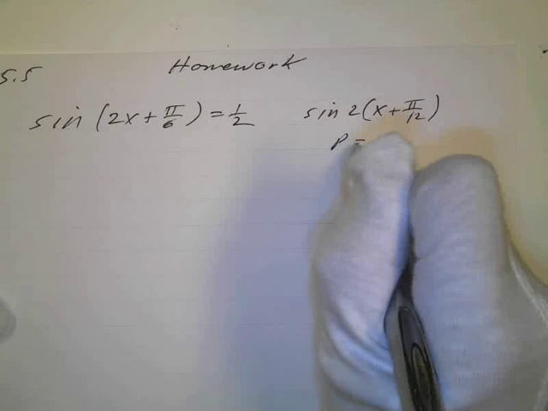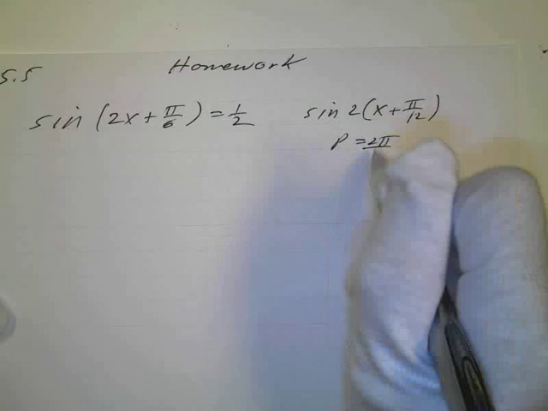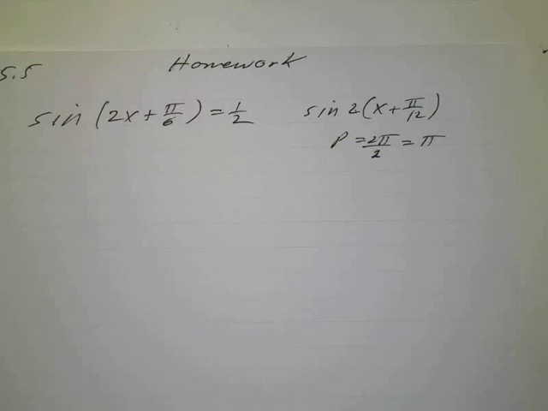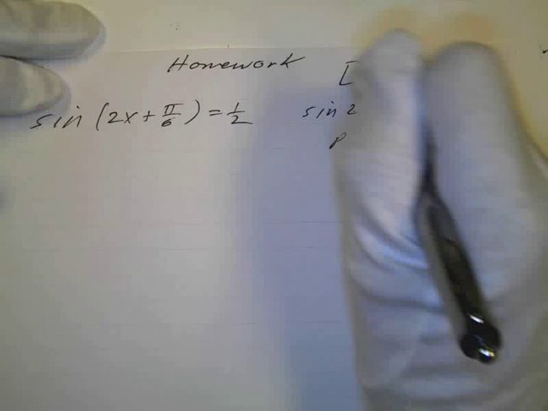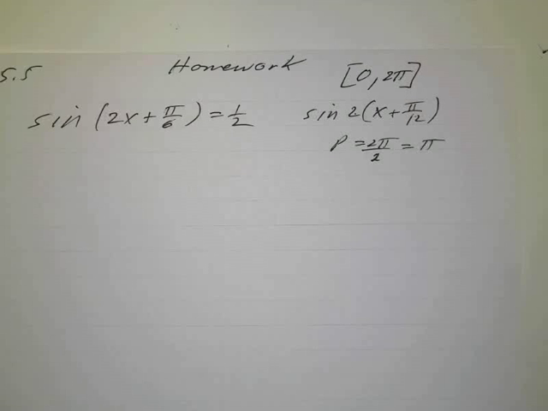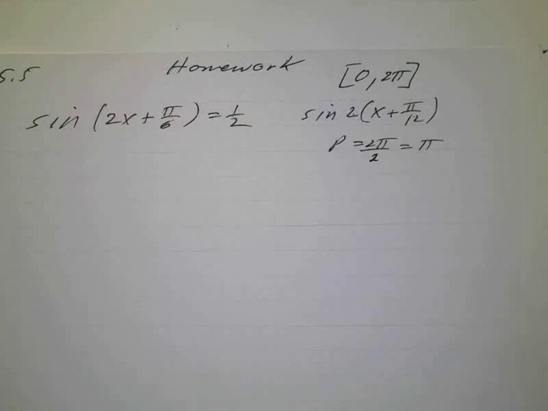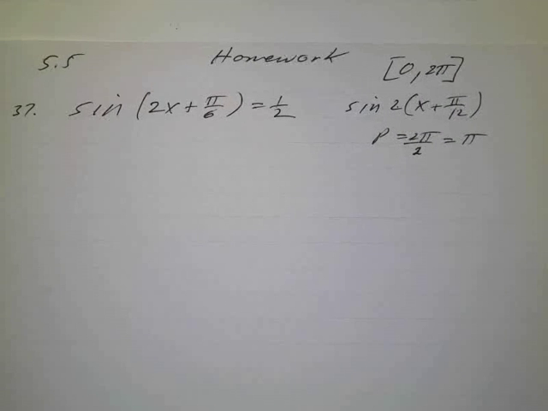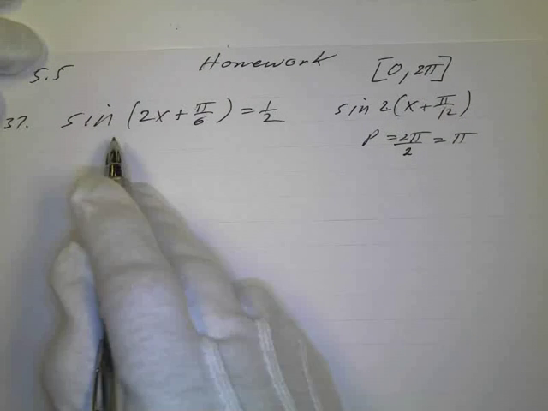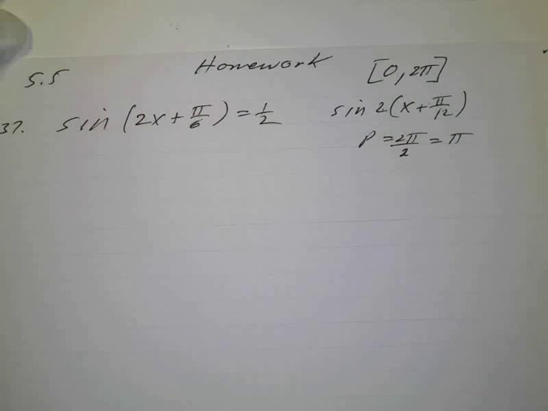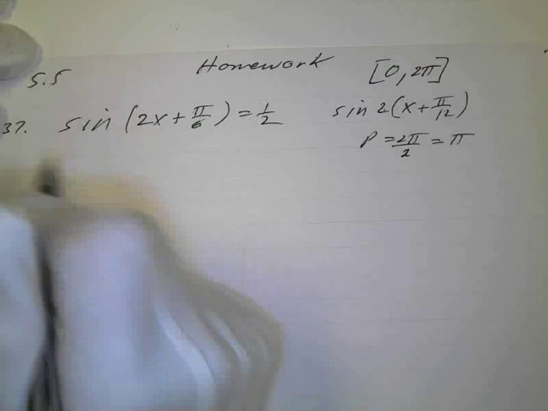But we still have a 2 in front. So the period, which equals 2 pi over b, over 2 in this case, because my b is 2, is equal to pi. So I have a period of pi. So in my domain, remember my domain is 0 to 2 pi, I'm going to have 2 periods. Which means I'll probably have 4 answers, 2 for each of the quadrants. So remember, if the sine of something equals 1/2, that something would be the sine of pi over 6.